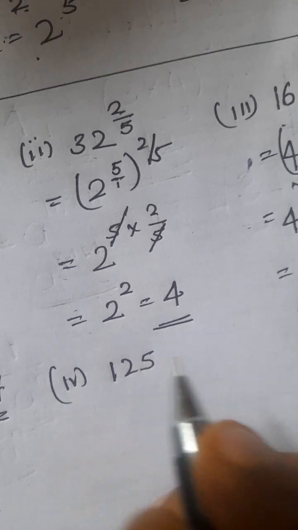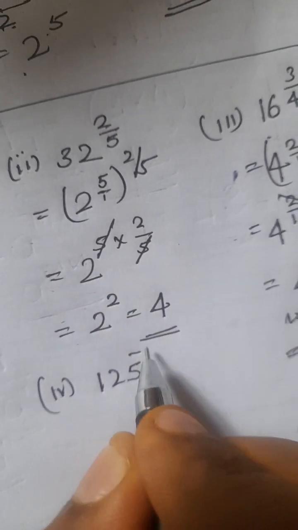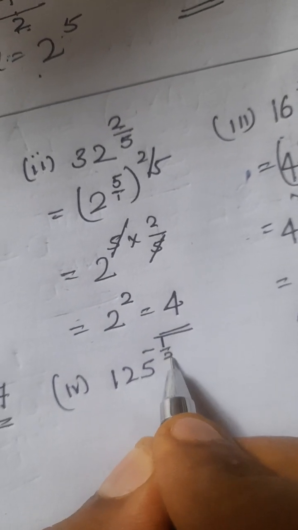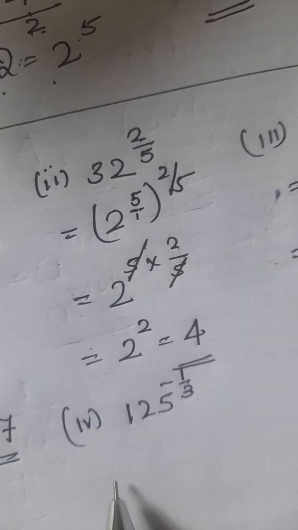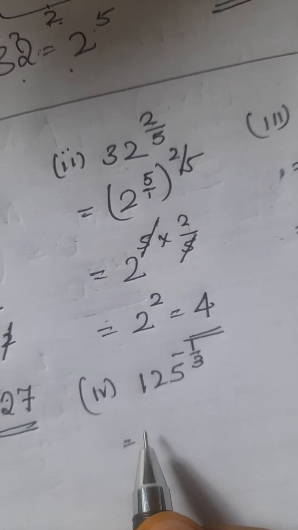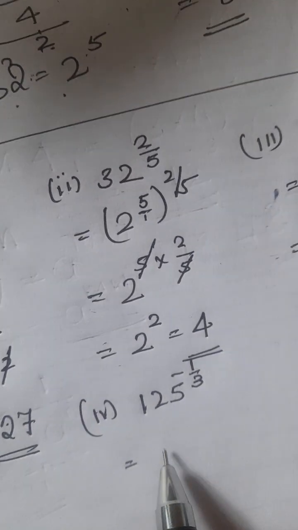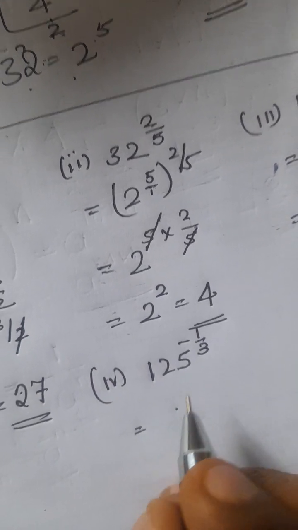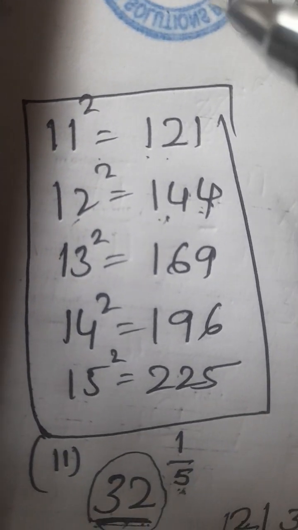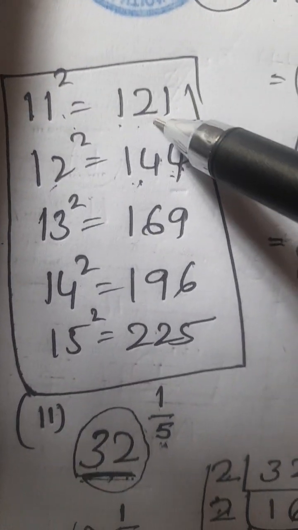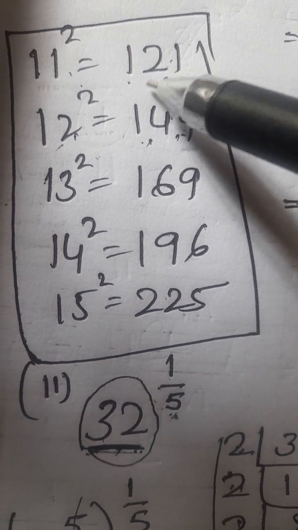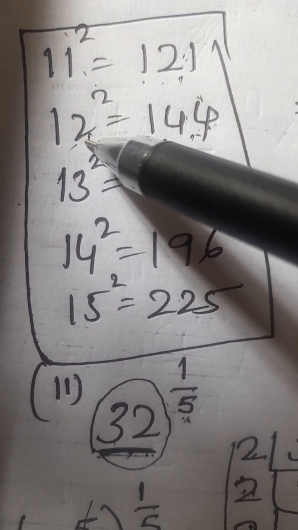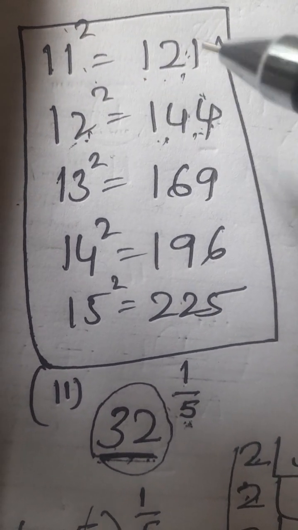Now the fourth one is 125 to the power minus 1 by 3. When you say minus, what does this minus say? It is a denominator. So let's keep it as it is. Now this 125 is not a perfect square. 11 square is 121, 12 square is 144. So 125 lies between these two, so 125 is not a perfect square.